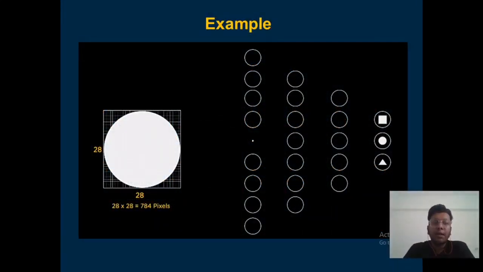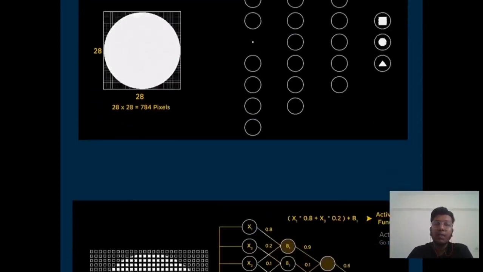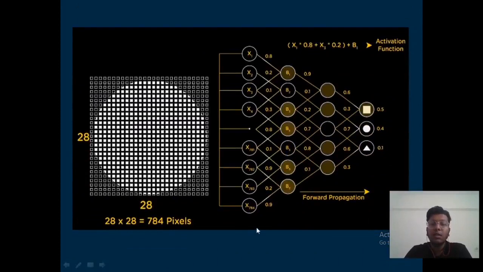So this is an example. Let us consider that we need to build a neural network which identifies whether the input image is a square, circle or a triangle. We made this picture into a 28 by 28 array, which gives us around 784 pixels. To identify or classify this image, the artificial neural network works like this: first is the input layer, and we can see that there are 784 inputs given to this neural network.